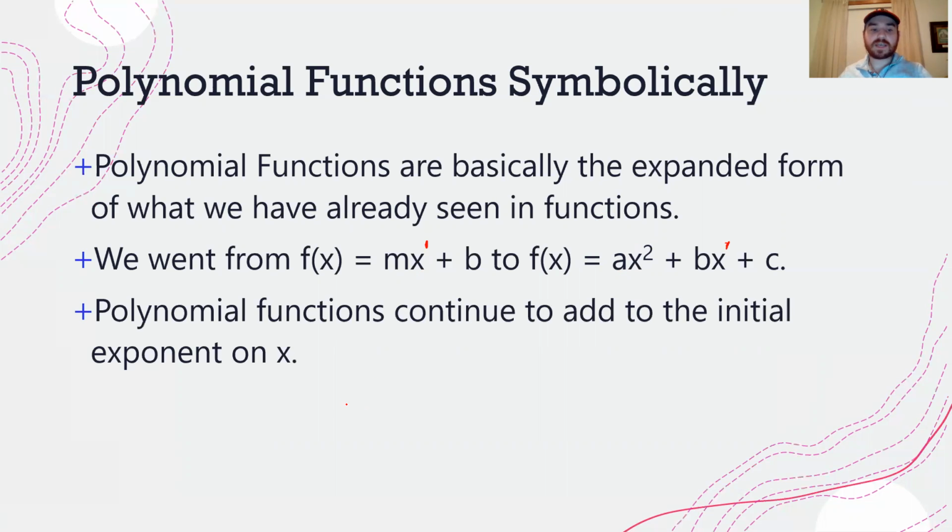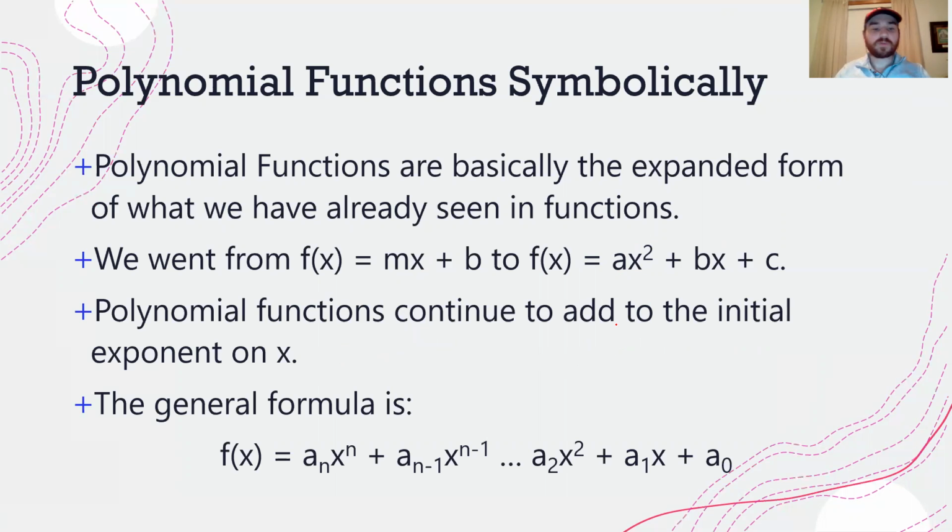Polynomial functions basically just take this further. So we keep adding on another exponent to x. So like we go up to x cubed plus x squared plus x plus 3. And then you could go x fourth plus x cubed plus x, and so on and so forth. And that's what polynomial functions are. So the general formula for these is a sub n x to the n, plus a sub n minus 1 x to the n minus 1, all the way down until you hit a sub 2 x squared and then a sub 1 x and then just a sub 0. So the a sub whatevers are just constants, they're just numbers.